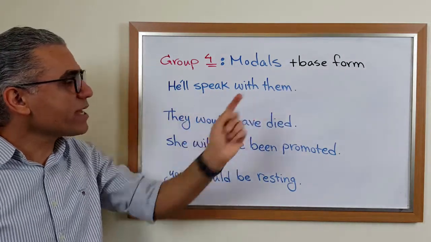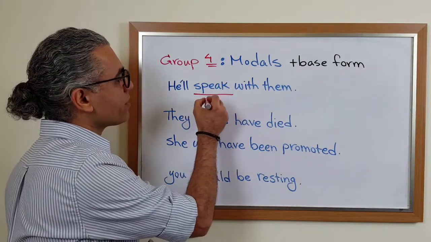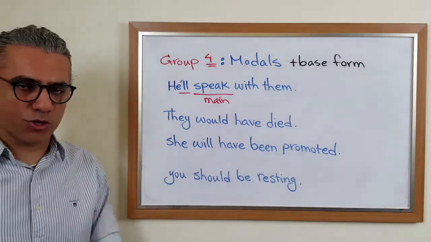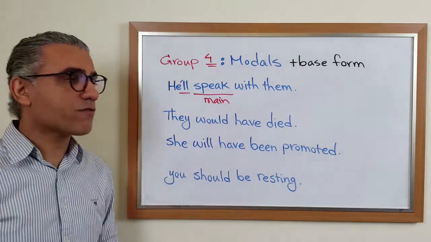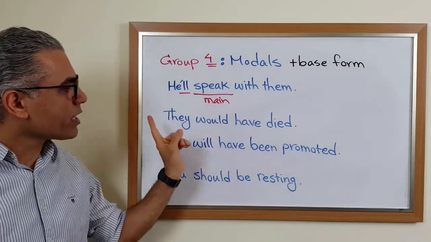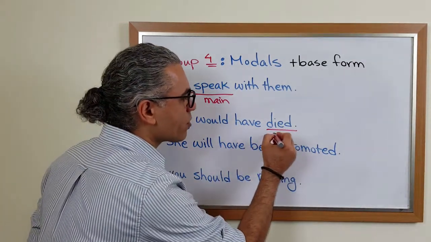Look, he'll speak with them. Again, first you find the main verb. The main verb is this one. What is the auxiliary verb? It is will, which is a modal verb in here. And we use the base form after modal verbs. Look at this example in here. They would have died. First, you need to find the main verb. This is our main verb.